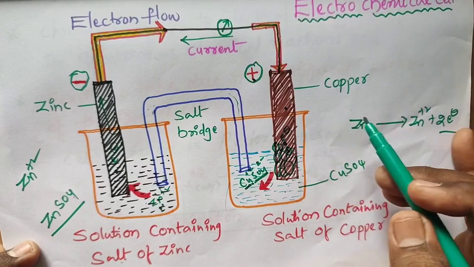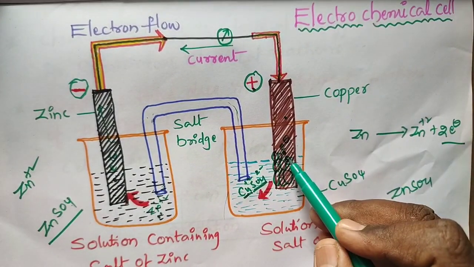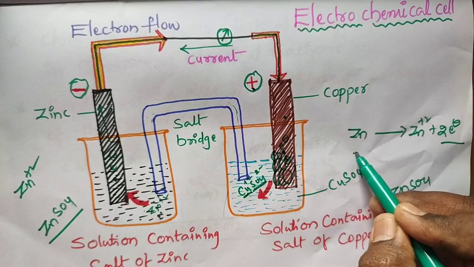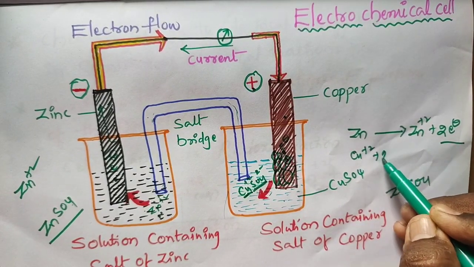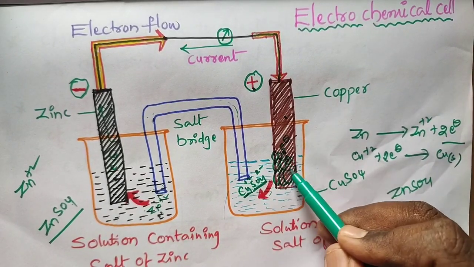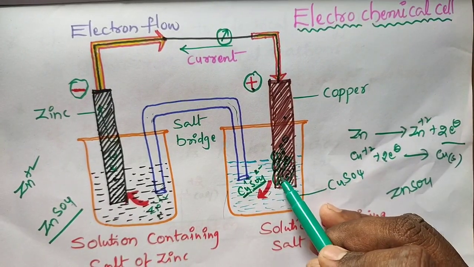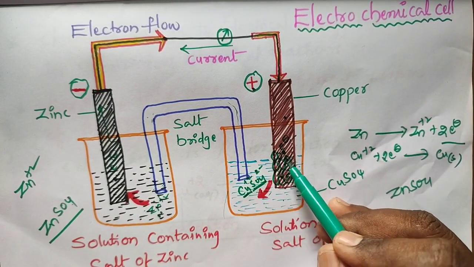So what happened at this electrode position? Cu plus 2 plus 2 electrons gives rise to Cu solid formation. So Cu solid formation takes place here. Electrons are gained by the copper plus 2, so reduction takes place here.